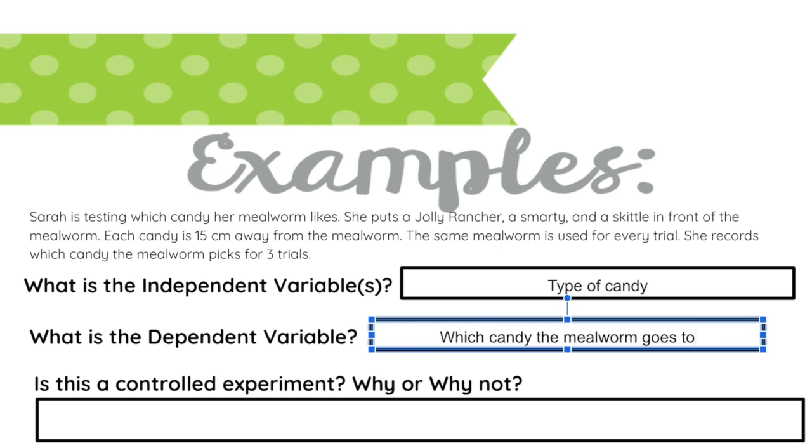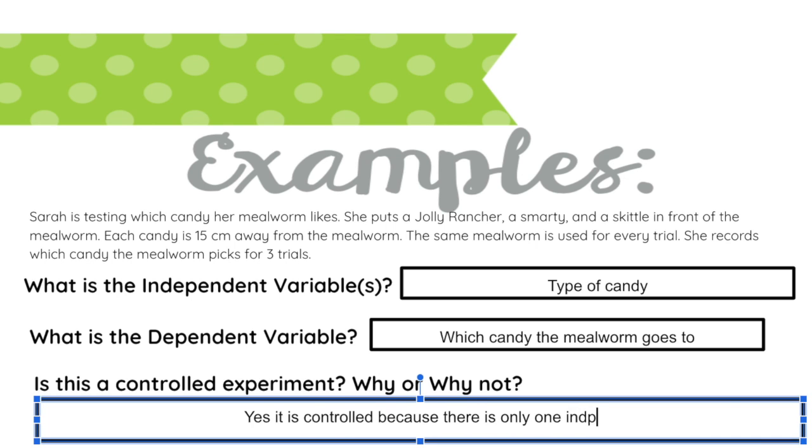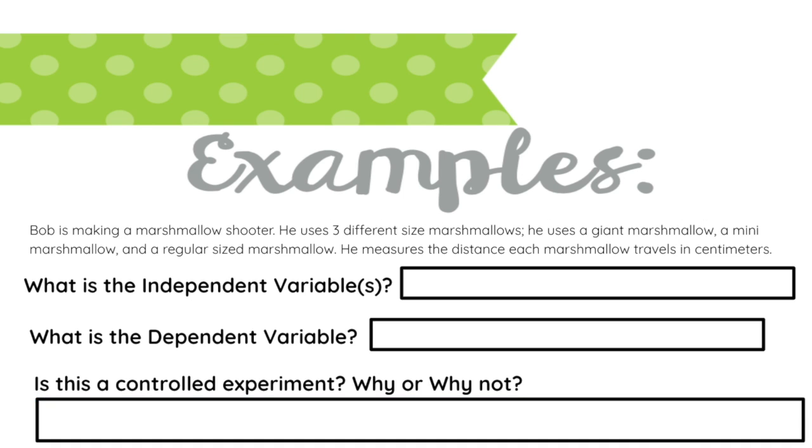So she would want to maybe test it for more than just 3 trials to make sure she gets a valid read on which candy the mealworm prefers. All right, now we have to determine, is this a controlled experiment? Why or why not? Yes, it is controlled because there is only one independent variable. Very good. Last example. Bob is making a marshmallow shooter.